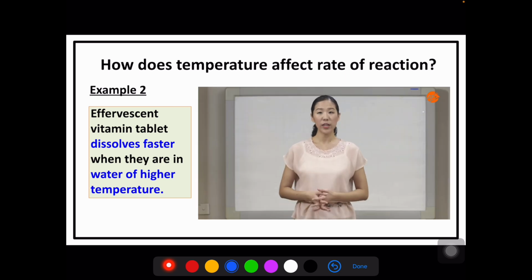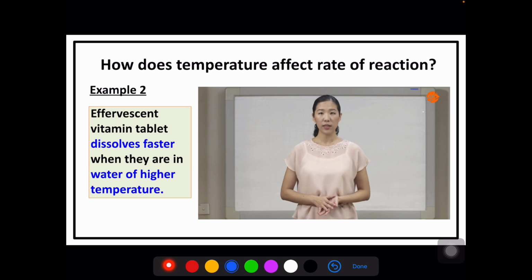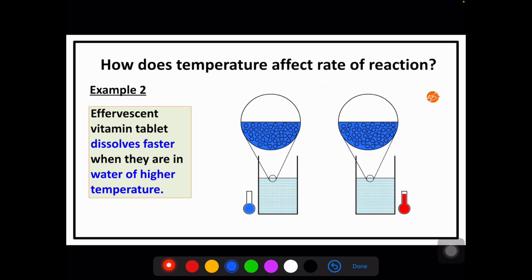So let's focus on what happens between the citric acid and the water and start by looking at the water molecules. In the liquid state, water molecules are arranged close together and in a disorderly manner. The water molecules can slide over each other and move throughout the liquid. What's the difference between the arrangement and movement of water molecules in the glass of hot water and the glass of cold water? The water molecules in the glass of hot water have more kinetic energy and move more rapidly compared to the water molecules in the glass of cold water.